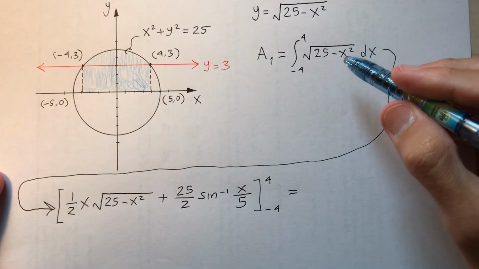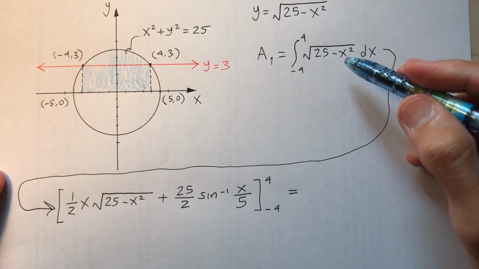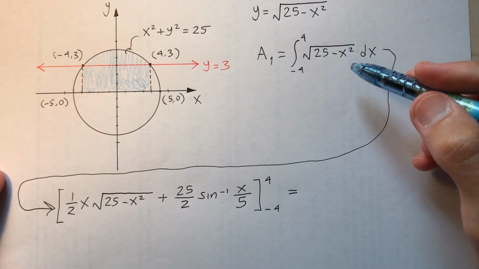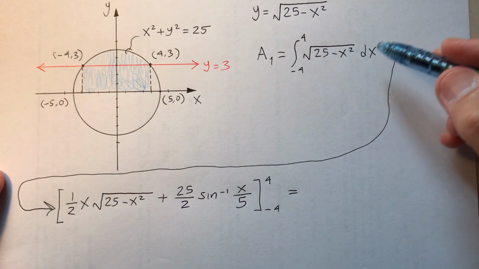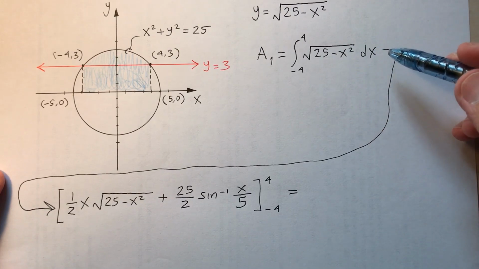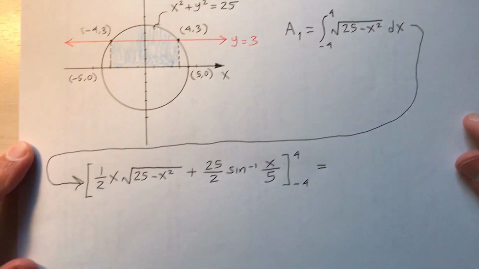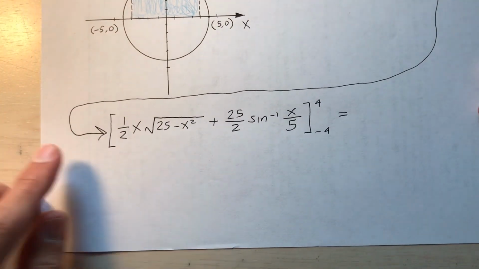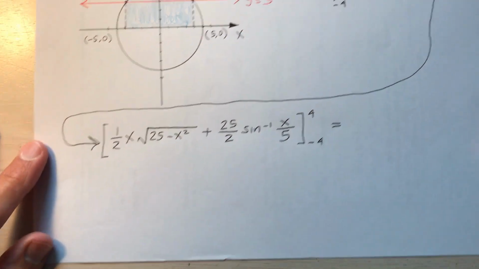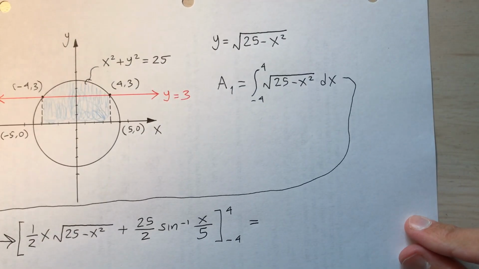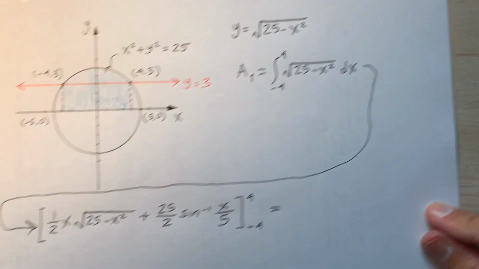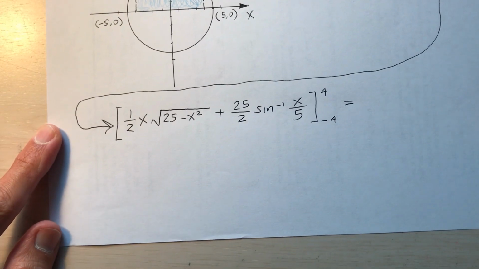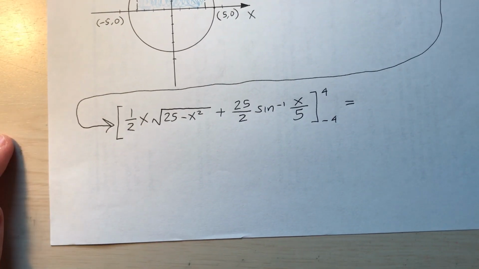Okay, so using a trigonometric substitution, for example. I remember trig substitutions from second semester basic calculus. Or you could use a table of integration formulas. However you do it, you wind up with this formula right here. What you see in the brackets is the antiderivative of the integral of the square root of 25 minus x squared. So I put the limits of integration on there, negative 4 to 4.